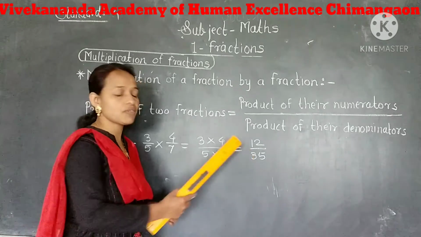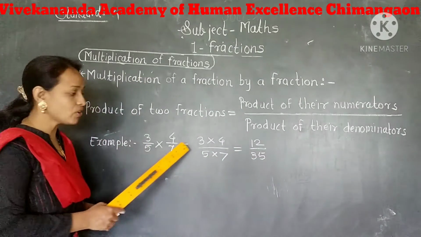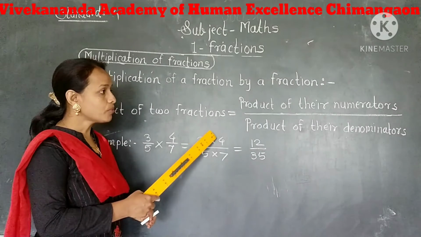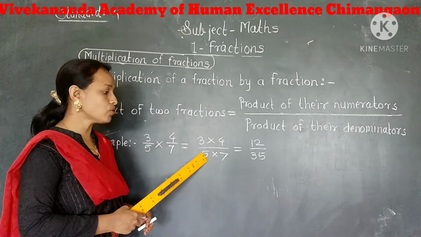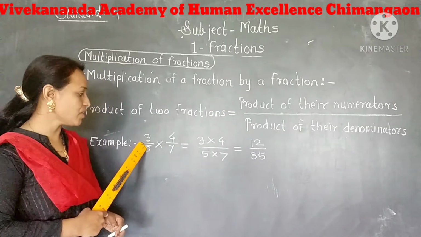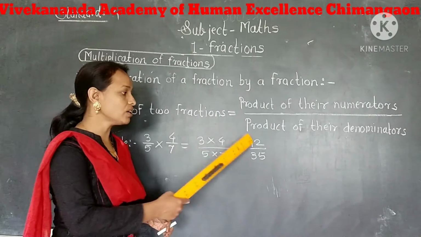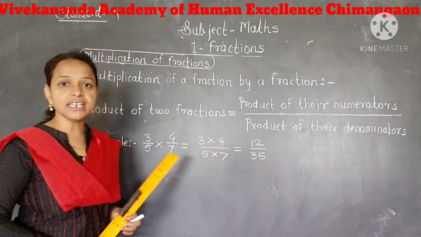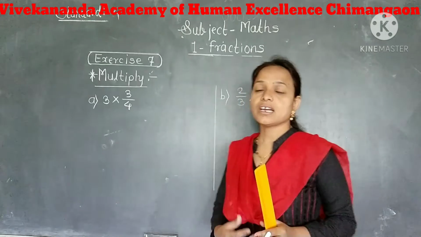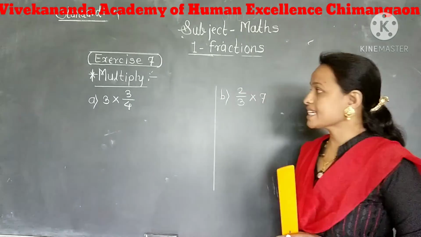5 sevens are 35. In this way, for the product of two fractions, we have to find the product of their numerators upon the product of their denominators. So by multiplying 3 upon 5 into 4 upon 7, we get the product 12 upon 35. Now we will solve exercise 7. So let's solve the first example.